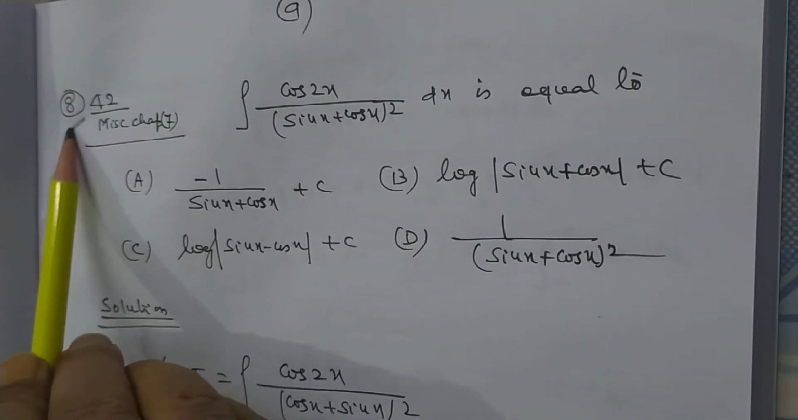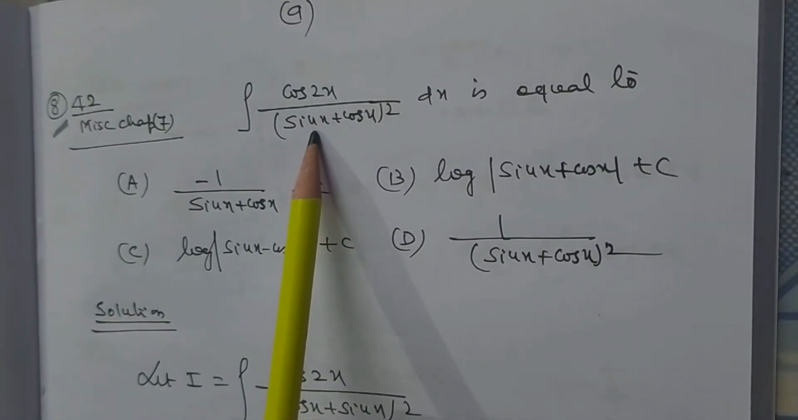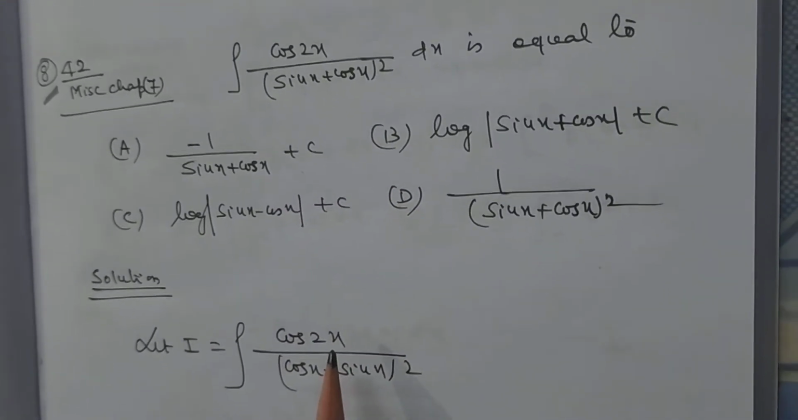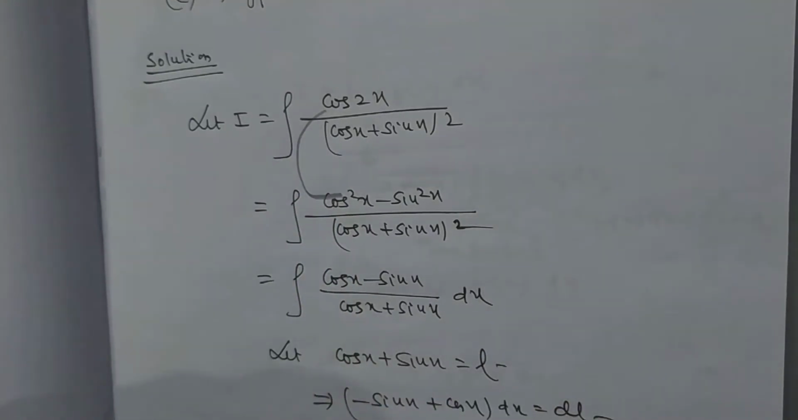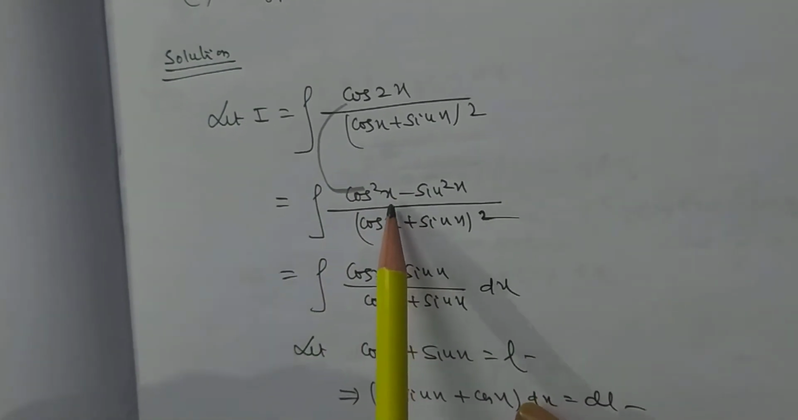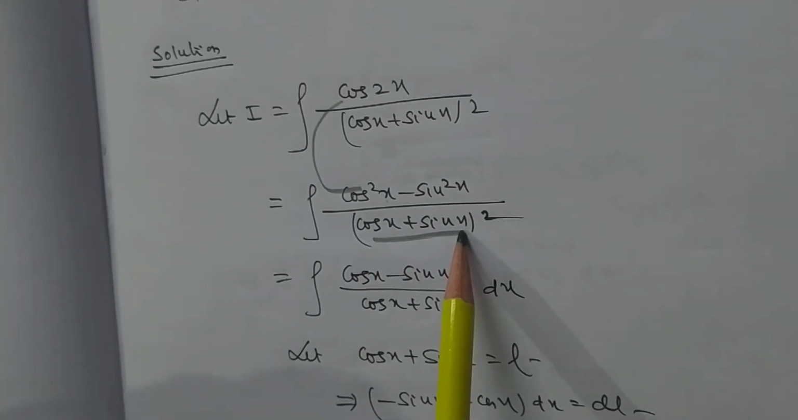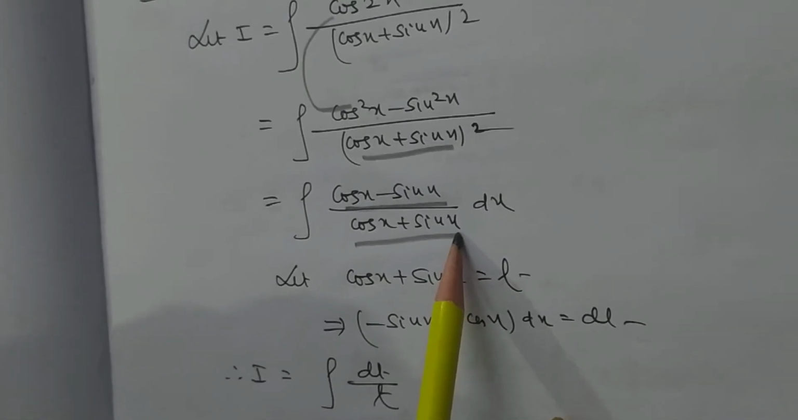Now my dear student, I want to discuss problem number 42 of the miscellaneous exercise of chapter 7 and problem number 8 of this study material. What is given? The integral of cos 2x by (sin x plus cos x) whole square is equal to, there are 4 options. This problem is also very, very easy. We put the value of cos 2x in terms of cos square x minus sin square x, divided by cos x plus sin x. And after factorization we have cos x minus sin x times cos x plus sin x.